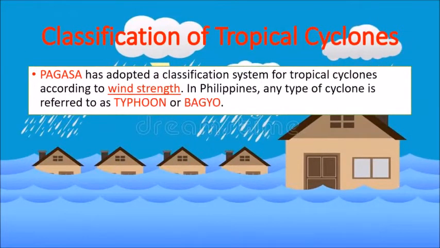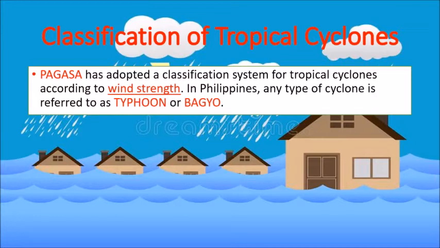Classification of tropical cyclones. The Philippine Atmospheric, Geophysical, and Astronomical Services Administration, or PAGASA, is the government agency that closely monitors low-pressure areas and storms that enter the country. If a tropical cyclone is forecasted to enter the Philippine Area of Responsibility, or PAR, PAGASA issues a warning to areas that would most likely be affected by the weather disturbance. PAGASA has adopted a classification system for tropical cyclones according to wind strength.